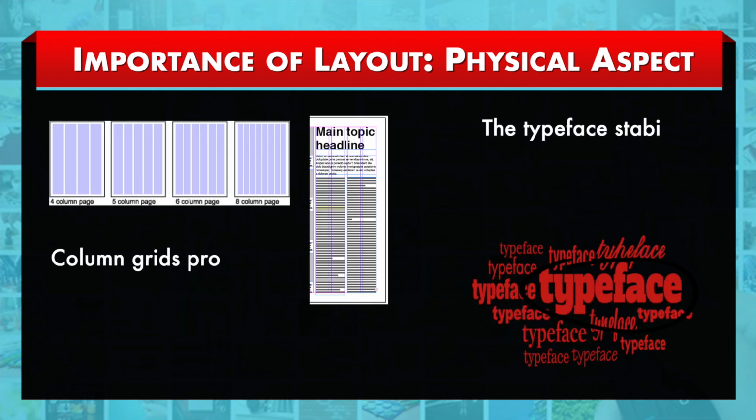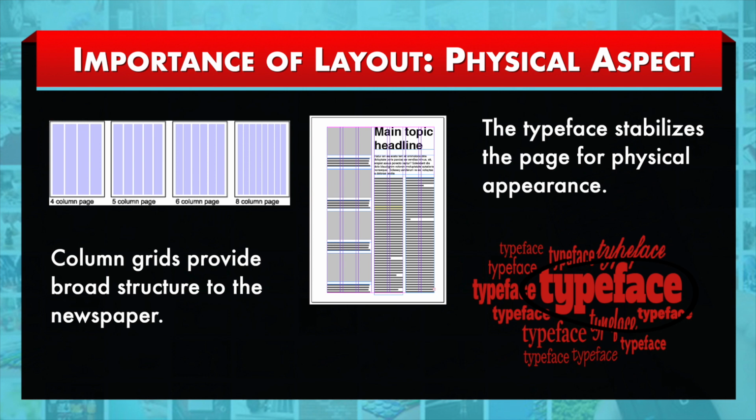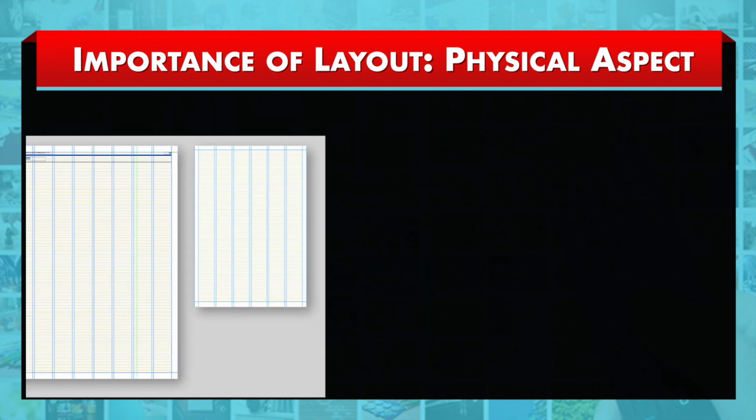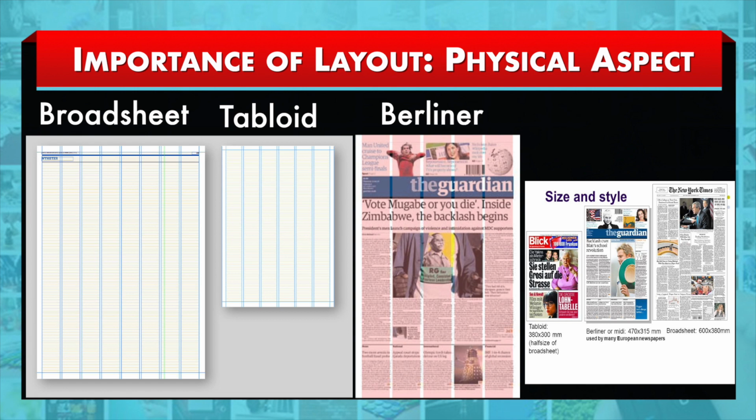The typeface stabilizes the page for physical appearance. The placement of captions, width of columns and rules, or the narrow lines between different stories on a printed page, all act as a visual device to lead the readers. While these devices be the entry point, including headlines and pictures, the grid of columns in broadsheet or birdliner or tabloid provide a broad structure to the newspaper.